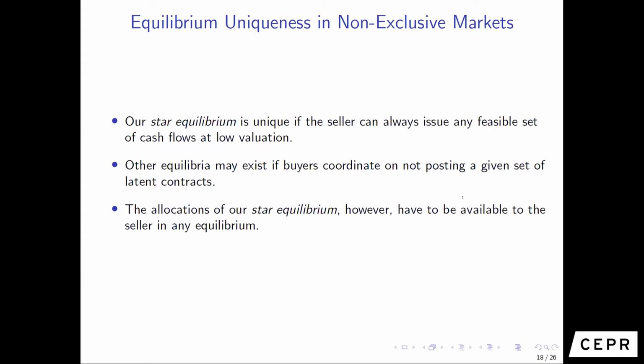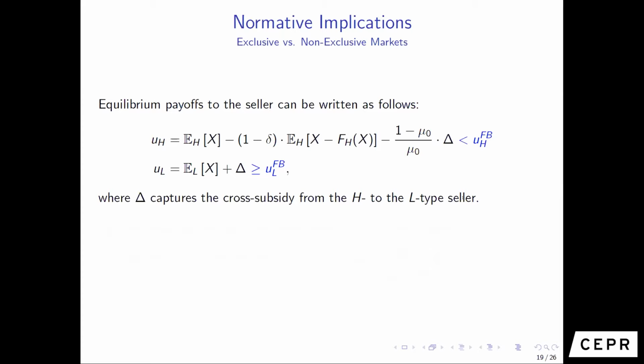Another thing that's important is that the allocations of this star equilibrium are very important. They're so important that they have to be available to the seller in any equilibrium. So we show that even if in equilibrium something else is happening, the sellers must always be able to issue these securities, meaning they're offered in some menu. In other words, if these things are not offered, you can show that there's always a profitable deviation for any equilibrium. So I have a few minutes left, so I'll move to the normative implications.